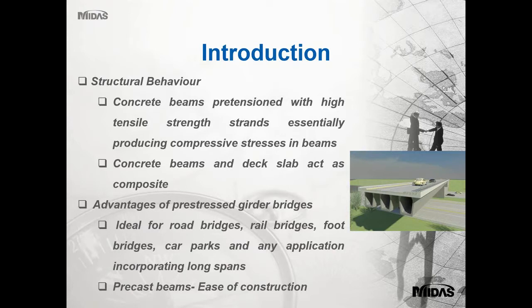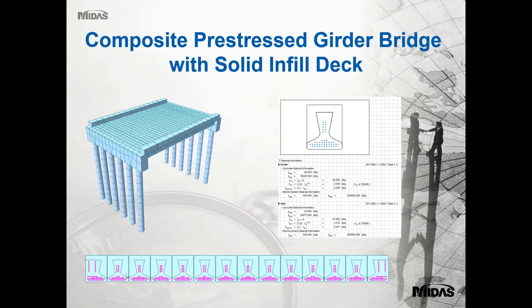Okay, so let's look at the first example, composite pre-stressed girder bridge with solid infill deck. So what I'll do is we will be taking an integral bridge with single span, and we have TY8 type of precast beam with solid infill slab. Okay, and we have got edge beams as well, TYE or TY edge beams. Okay. So let's see how to model this in the software.